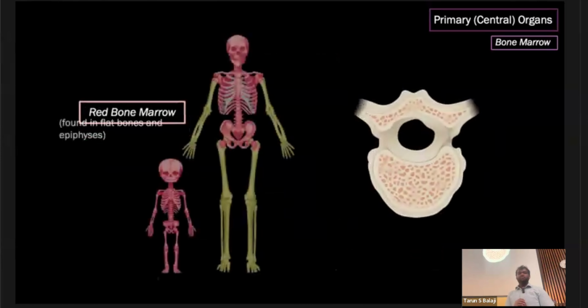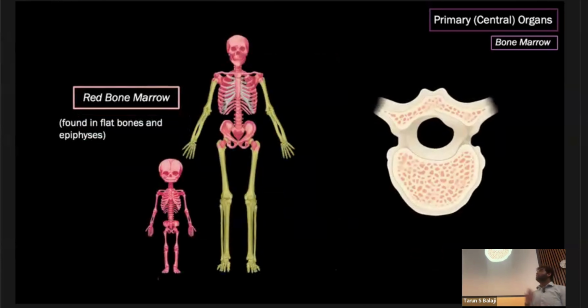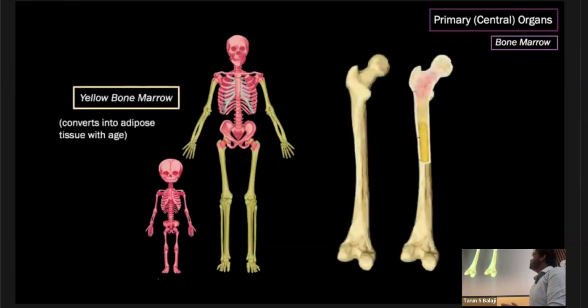Okay, so let's look at this red bone marrow. Where would we find red bone marrow? When you were a child, many, many years ago, all of your bones had some form of red bone marrow. But as an individual ages, a lot of this red bone marrow, especially in your extremities, is going to convert into another form of bone marrow called yellow bone marrow.